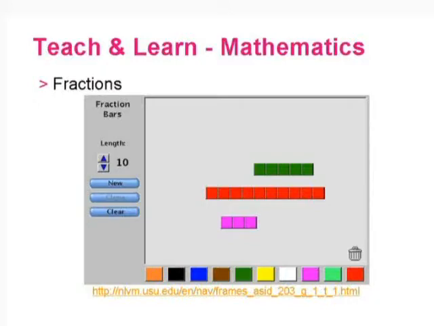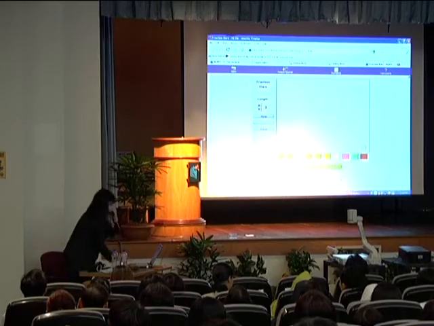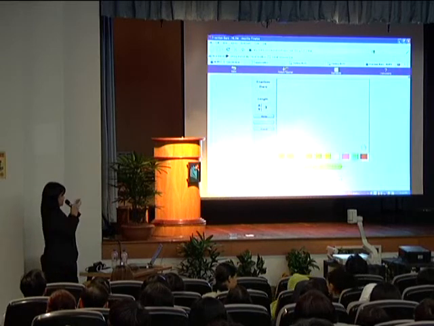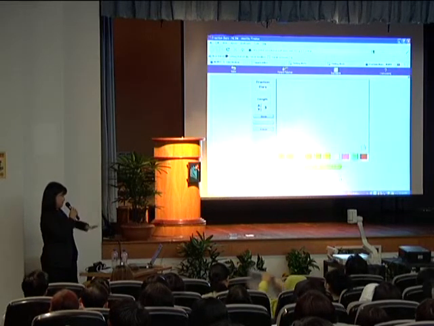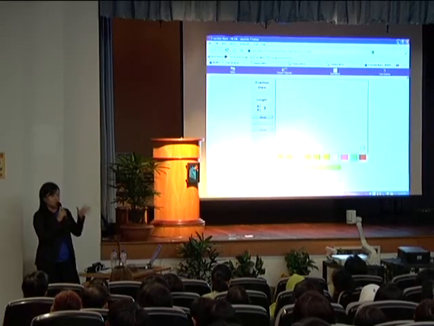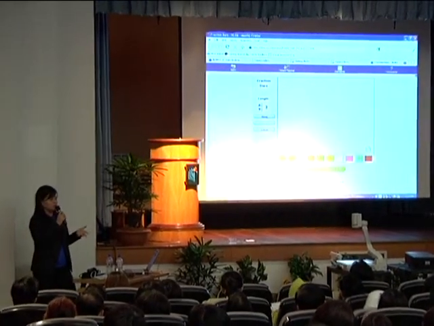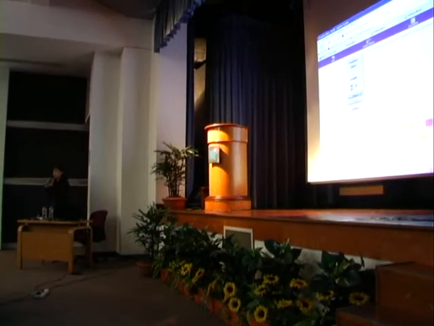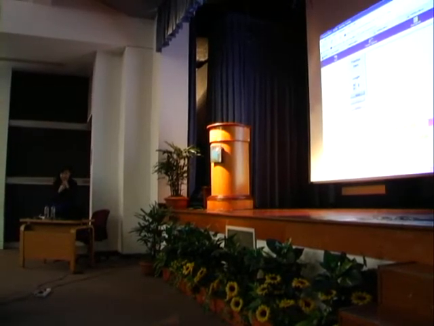Fractions, another heavy topic in the syllabus, P3 math. Okay, what happened here is you have a blank sheet of paper, a drawing block, where you can enter different fraction bars to teach or demonstrate to your child how you equate, perhaps, 2/4 is equal to half, and stuff like that.